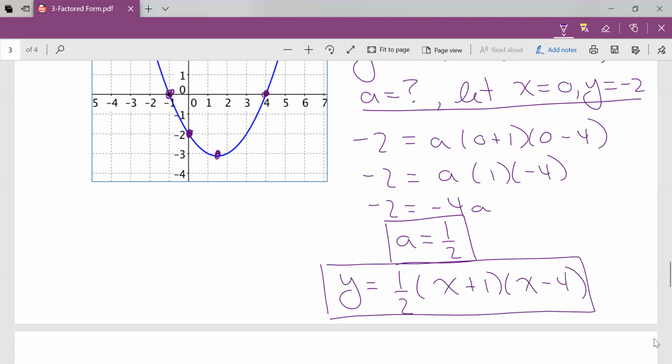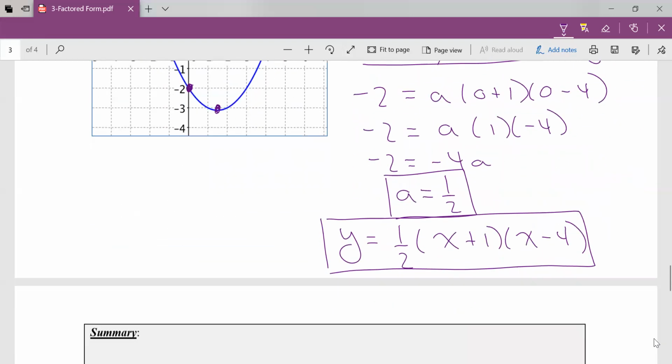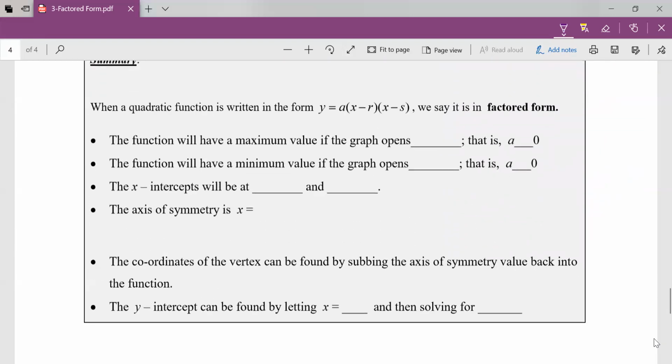There it is. Okay, so when we've got the graph and we have to make the equation, if I'm given the x-intercepts, I'm going to start in factored form. Then I know the x-intercepts give me the factors, and I find the a value by subbing in the point. All right, let's wrap this all up. Here's a nice little summary for you.